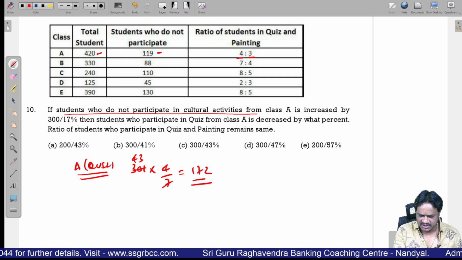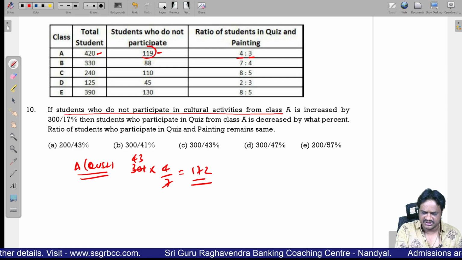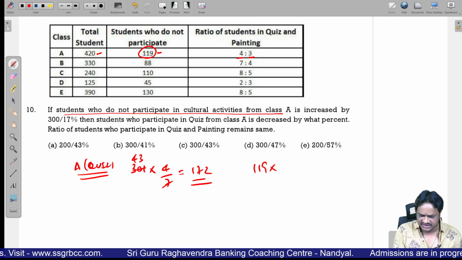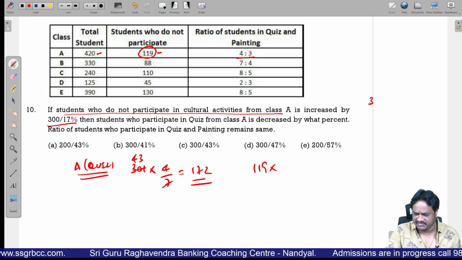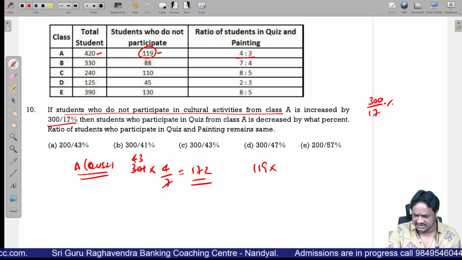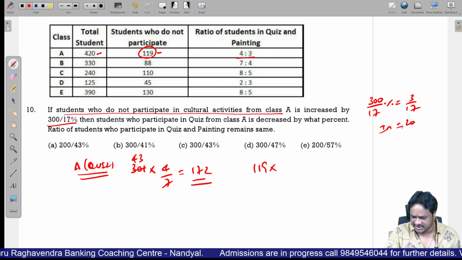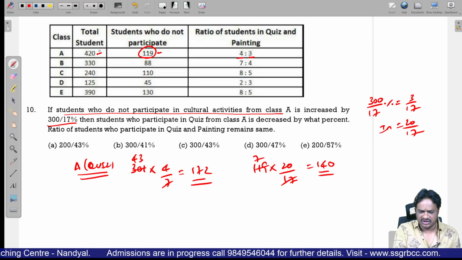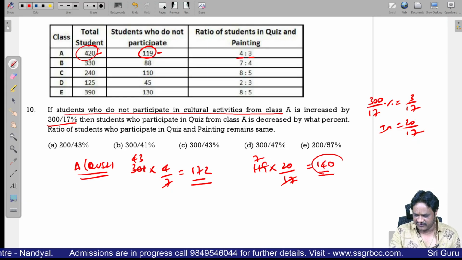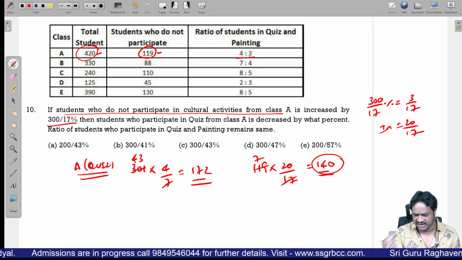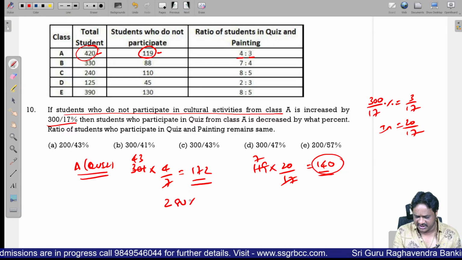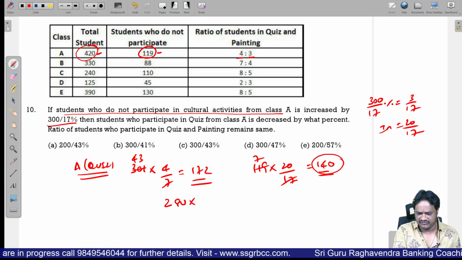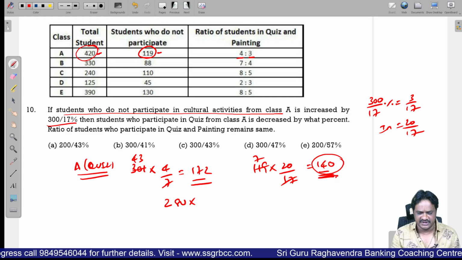Now read the first slide. Students who do not participate in any activity from A, that is 119 students, is increased by 300 by 17%. 300 by 17% is nothing but 3 by 17. Increase means it is 20 by 17. If you do this, you will get 140. Now there are total 420 students, 140 do not participate in any activity. Now how many are participating? 280, because out of 420, 140 are not participating.